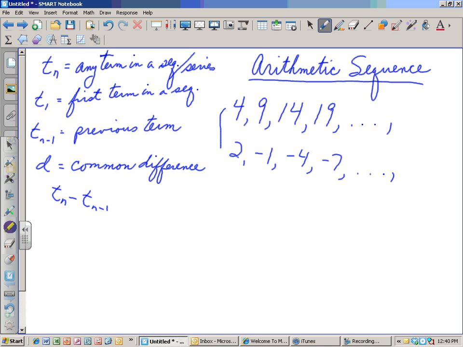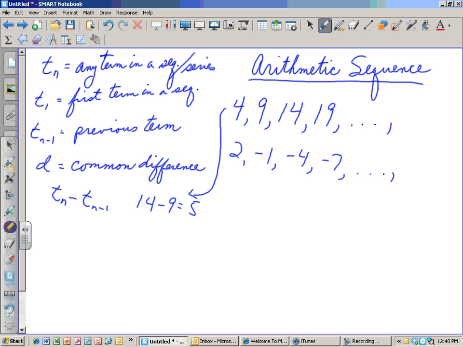So in this first set of numbers here, I could take one number, 14, and I could subtract the one right before it, and that's a common difference. That's what D is. Okay. That means we are adding 5 to the previous number to get the next one.